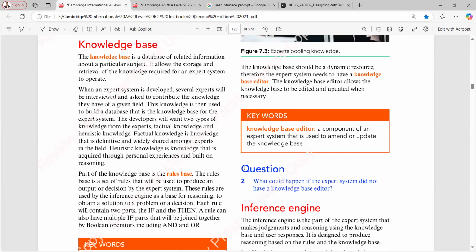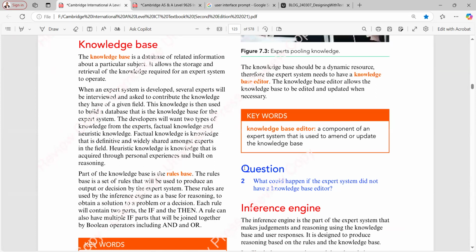When an expert system is developed, several experts will be interviewed and asked to contribute their knowledge. You can ask them several questions, maybe with a questionnaire or some surveys, and then this knowledge is used to build a database that is going to be stored for your expert system.